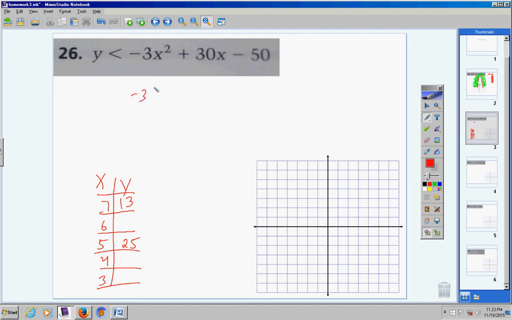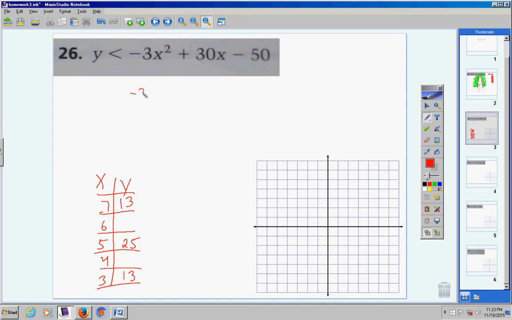Negative 3 times 3 squared, and then positive 30 times 3, and then negative 50. 3 times 3 is 9, times negative 3 is negative 27. 30 times 3 is a positive 90, and then minus 50. If you combine your negatives, you'll get negative 77 and a positive 90, and that's definitely a positive 13. So very good.